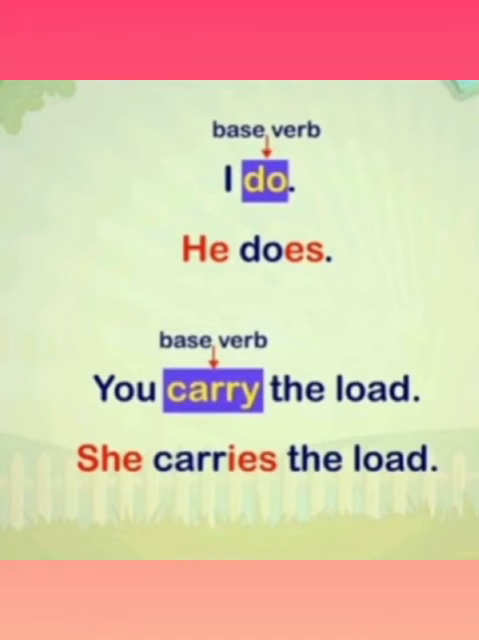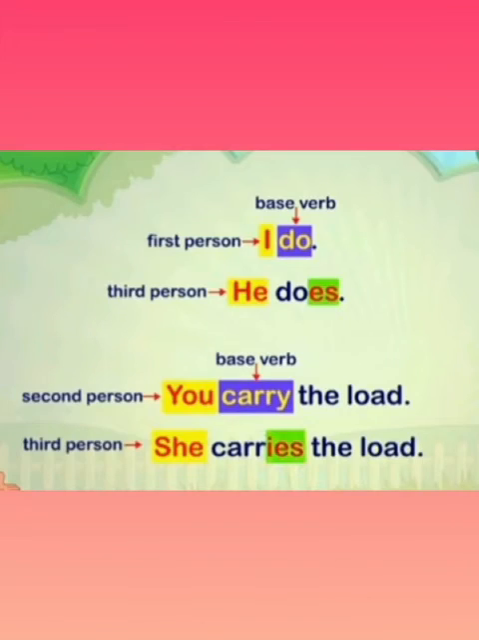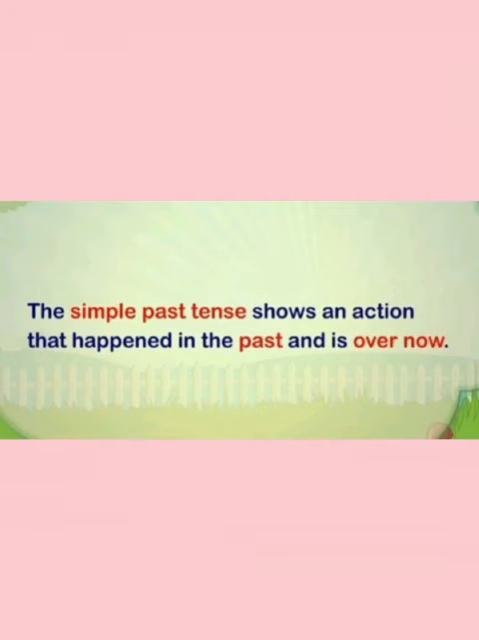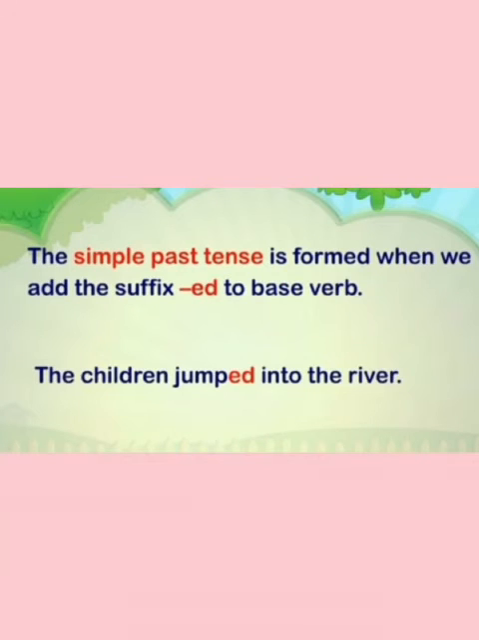You carry the load. You is the second person and carry is the base verb. She carries the load. Here, carries. We are adding IES because she is the third person. Now, let's start with the simple past tense. The simple past tense shows an action that happened in the past and is over now. And simple past tense is formed when we add the suffix ed to the base verb.